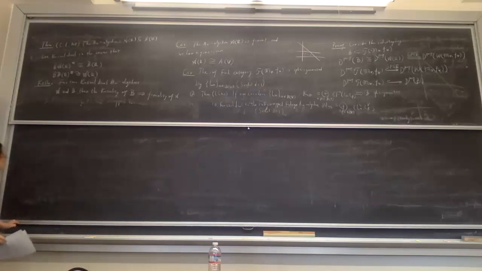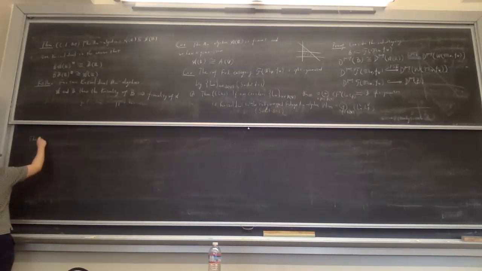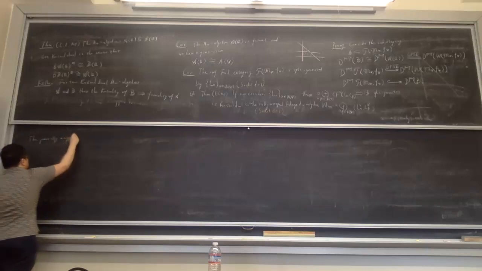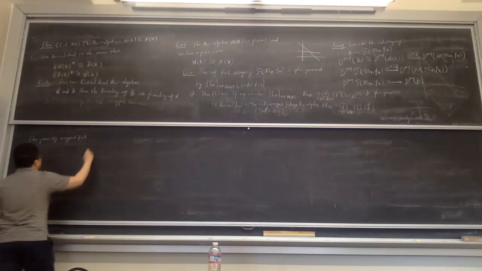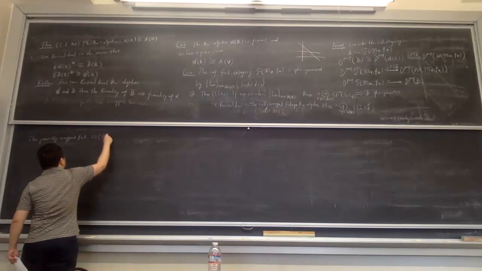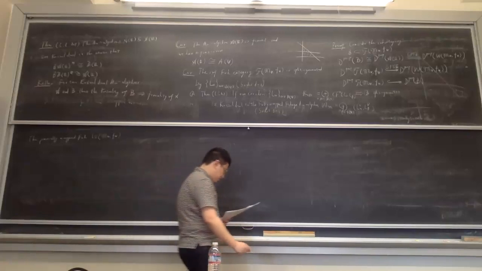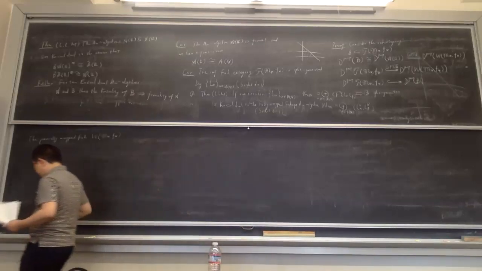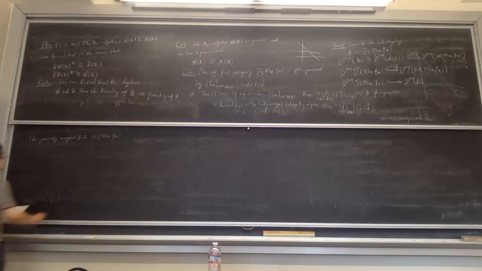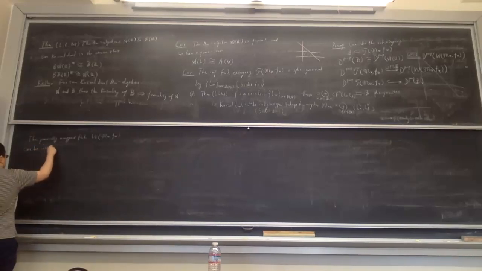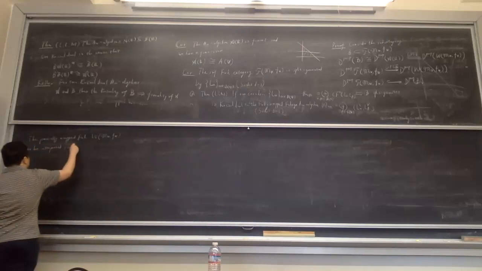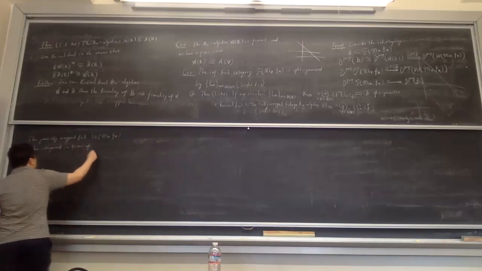So the first thing I need to recall is that the partially wrapped Fukaya category in this case is, so we care about this case, but this somehow works in very general cases as long as you have a stopped Weinstein manifold. It can be interpreted in terms of Legendrian surgery.